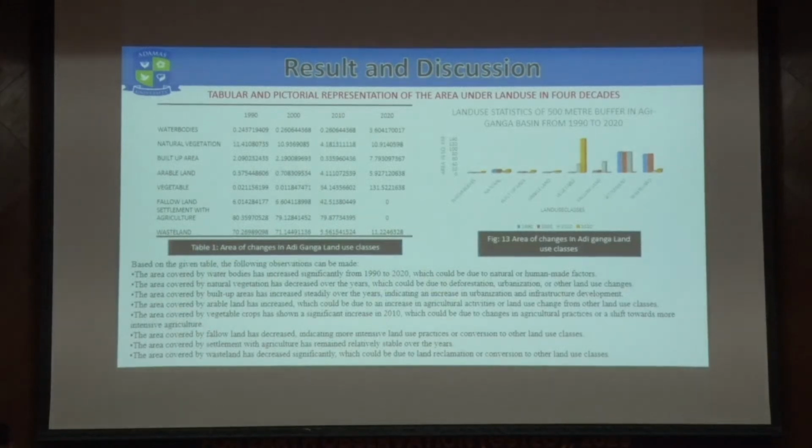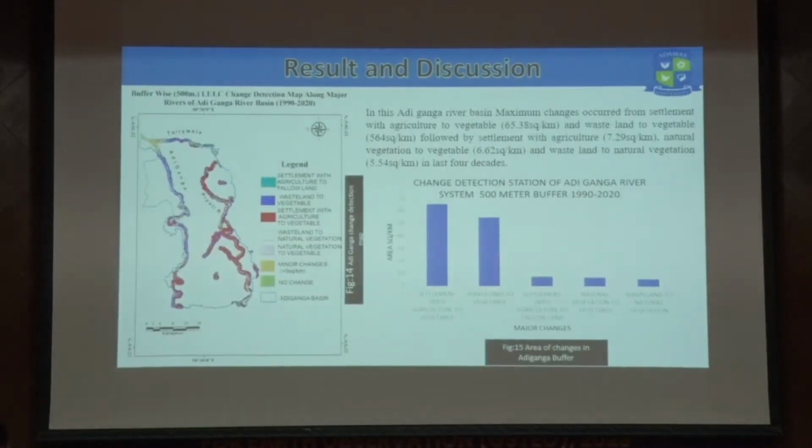And this is some statistical analysis where we see that the area covered by vegetable crops has shown a significant increase in 2010, which could be due to changes in agricultural practice or a shift towards more intensive agriculture. And the settlement with agriculture has remained relatively stable over the years. And this is the change detection map, where you see that the settlement with agriculture and the wasteland are converted mainly into vegetable.